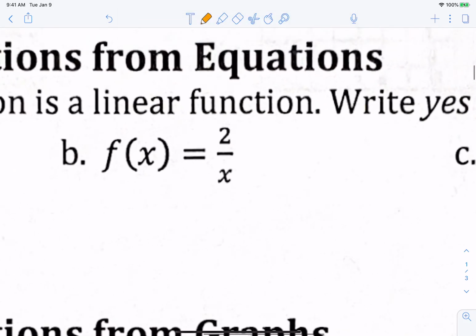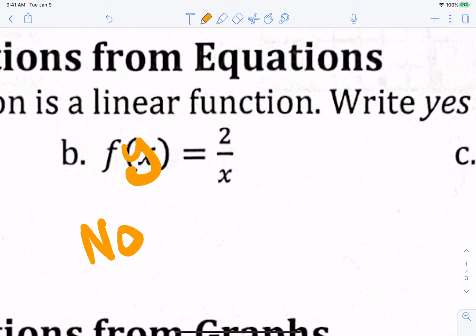What about B? No. Why not? Because we're dividing. Now, here's the deal. Just because it does not have a y, and they call it f of x, just means y.